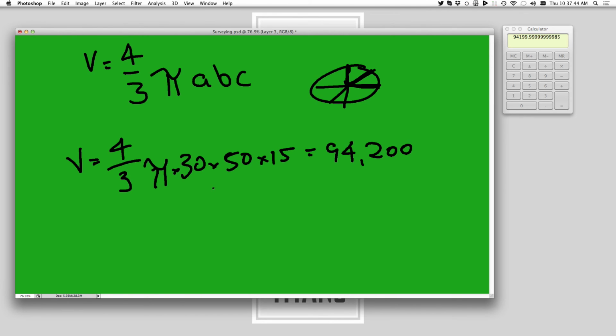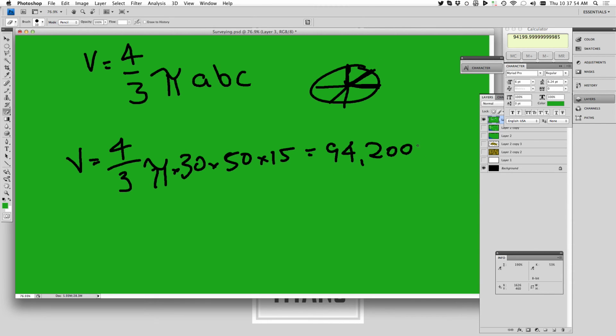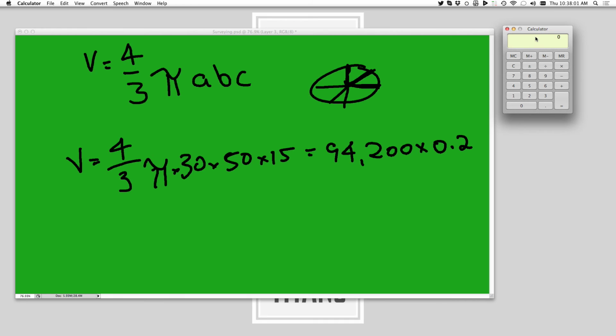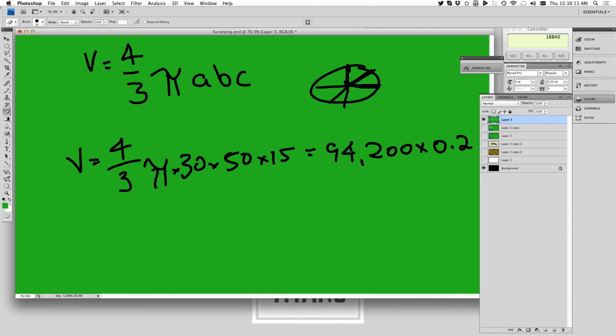If it was a solid sphere of gold, that's how many blocks would be there. But we know it's not solid because we checked the density. So what we want to do is multiply that by our density, which was 0.2. I'm just going to round this number off to 94,200 because it basically is that. And we multiply that by 0.2, and that tells us there's 18,840 blocks in there of gold.